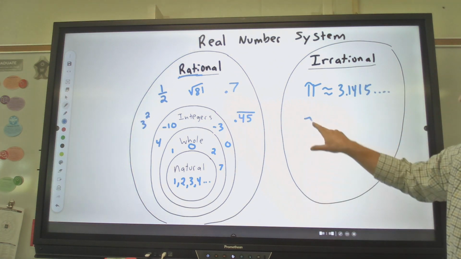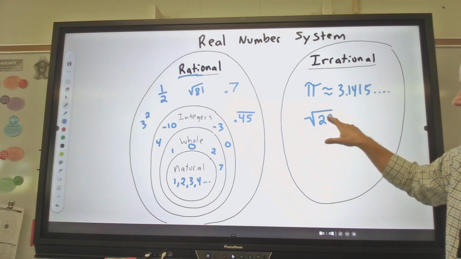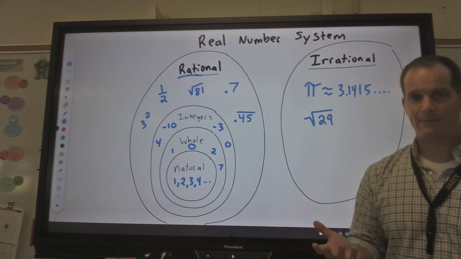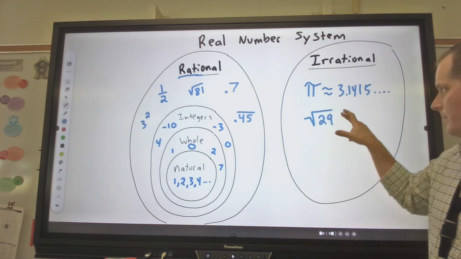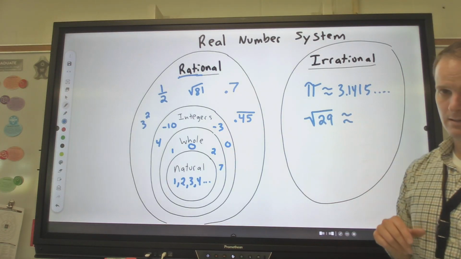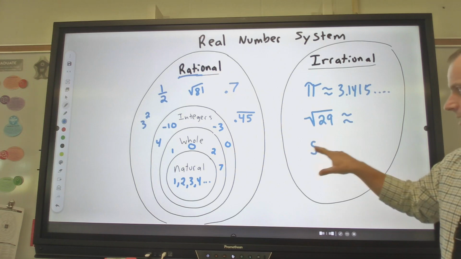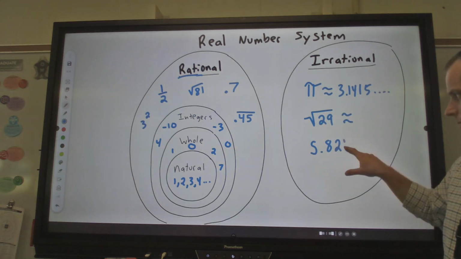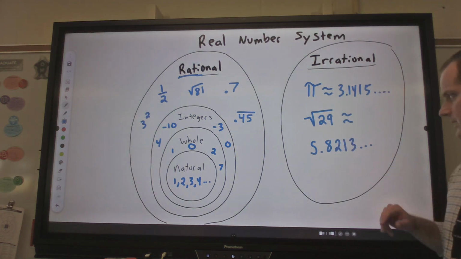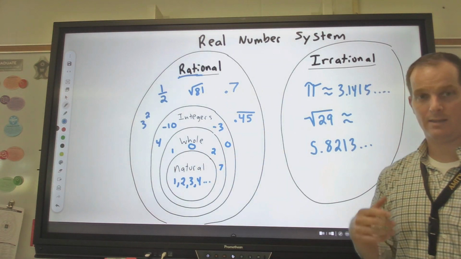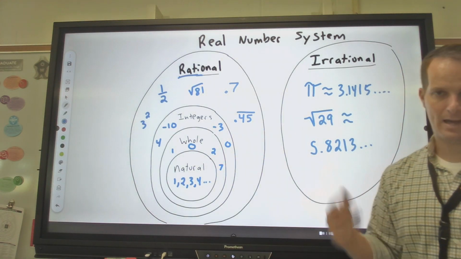Things like non-perfect square roots, so the square root of something like 29. Again, 29 is not a perfect square. We can't figure out the exact answer, but you can approximate what it might be. Other examples are decimals shown something like 5.8213... All right, where there is no specific pattern and there is no guarantee that there is an end or there is a pattern.